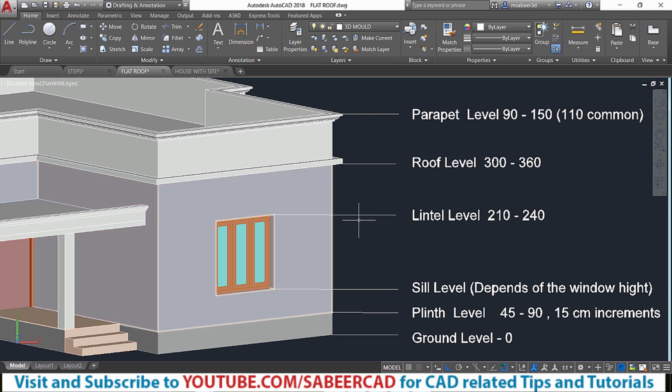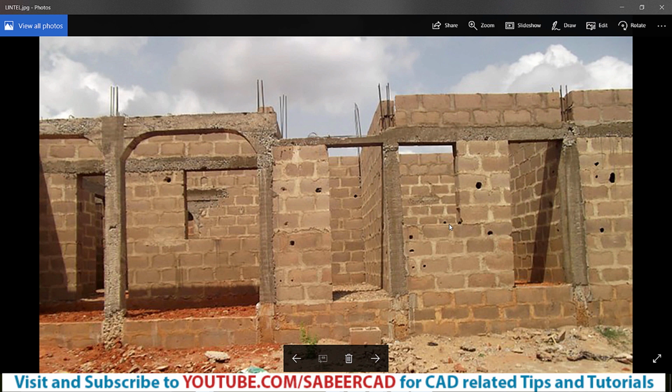And here we have a lintel level, which is generally kept at 210 cm to 240. For residential buildings, it is 210, and for commercial buildings, it might sometimes go up to 240. And what is the lintel level? At the top of the window, there is a beam running, and this beam is called a lintel beam. Let's see another illustration. This photograph is taken from a construction site. This particular beam is called the lintel beam, and it is generally kept at a height of 210 cm. This beam is supported by 2 pillars here and carries the load of the brickwork above the lintel level. So that's the idea about the lintel beam.